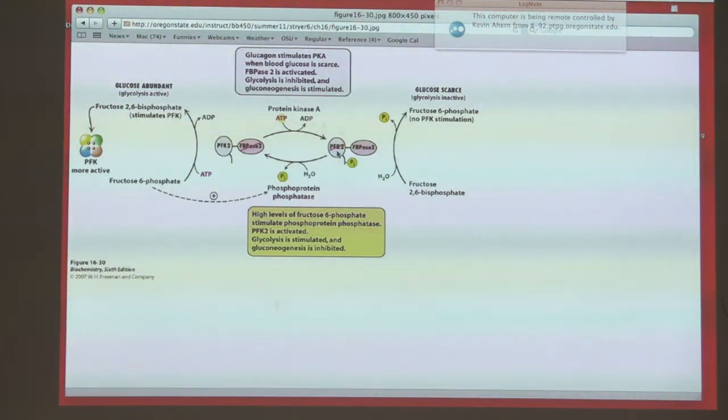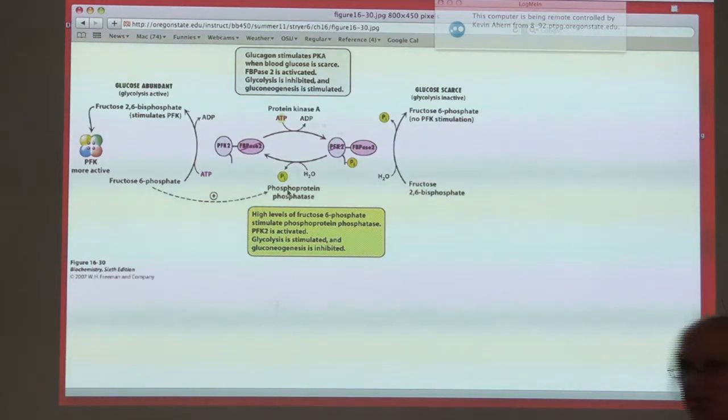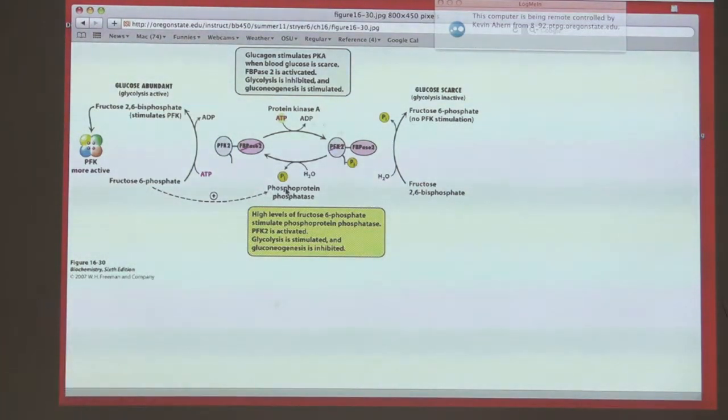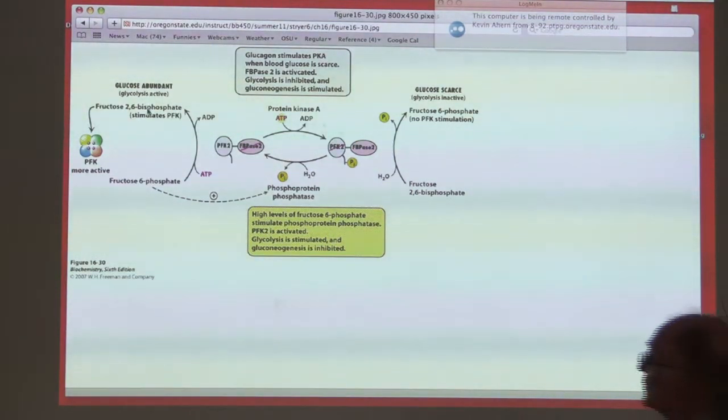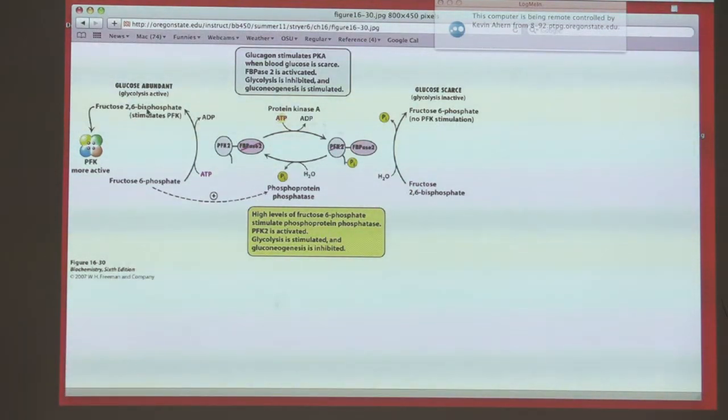All right, well, how do we convert this back into PFK2 being active and FBPase2 inactive? We have to remove the phosphate. That's catalyzed by an enzyme called phosphoprotein phosphatase. And what makes phosphoprotein phosphatase active? Insulin. Insulin and epinephrine/glucagon work in opposite directions, doing opposite things. Epinephrine is stimulating the pathway to the right. Epinephrine is stimulating the breakdown of fructose 2,6-bisphosphate, which will favor gluconeogenesis and stop glycolysis. Insulin will favor the synthesis of fructose 2,6-bisphosphate, which will activate glycolysis and inhibit gluconeogenesis.